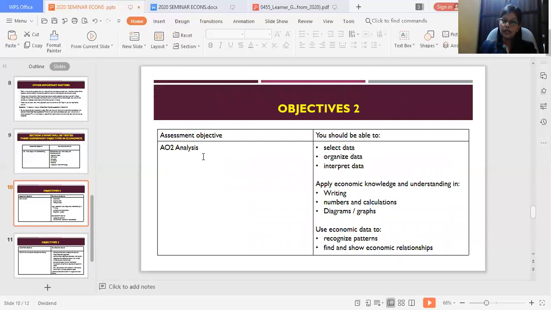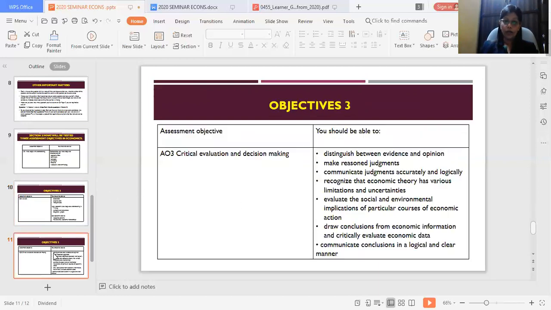Whereas analysis, we are going to look into your data. Select the data, organize data, interpret your graph, writing, calculation, diagrams, right? Recognize pattern, find and show the economic relationship. So these are called analysis. All right, sometimes they will ask you by just giving a simple calculation. All right, find out the PED and explain. You need to explain. That is called your analysis. You should tell the examiner what causes the PED to increase or to decrease. Okay, so you have to look into that.